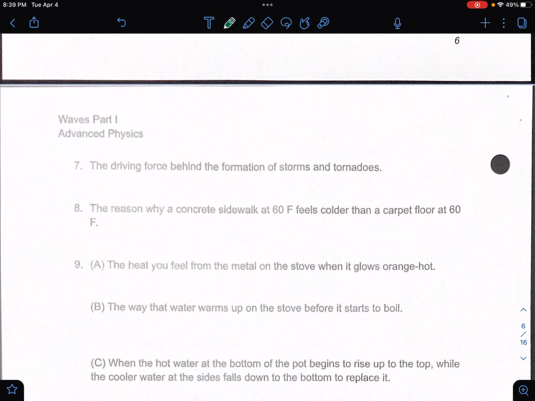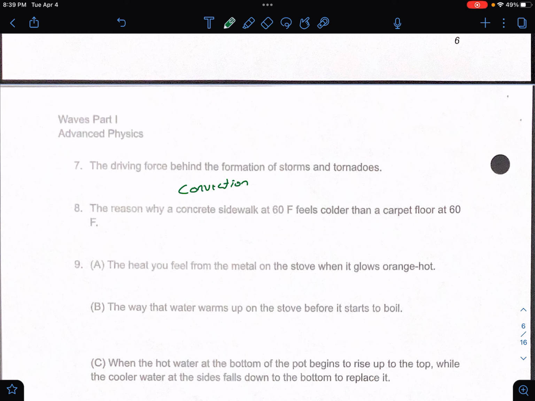Number 7, the driving force behind the formation of storms and clouds. So this is the driving force of heat or cold of the air. It's basically through a medium, like you basically have clouds, which are basically liquid in the air. So this is going to be convection.